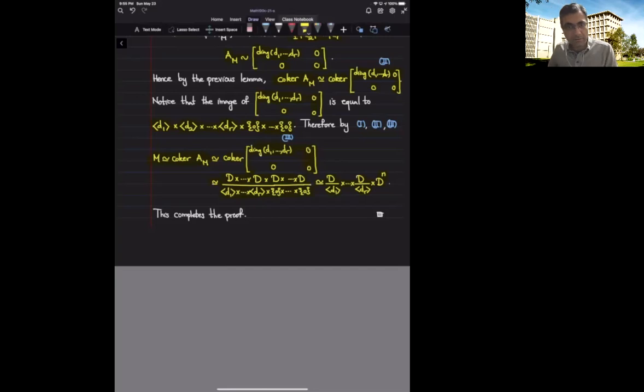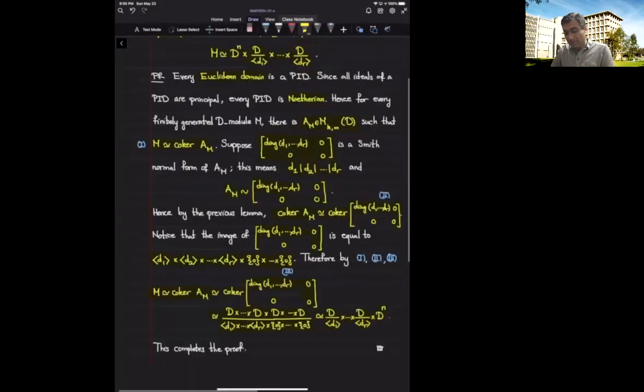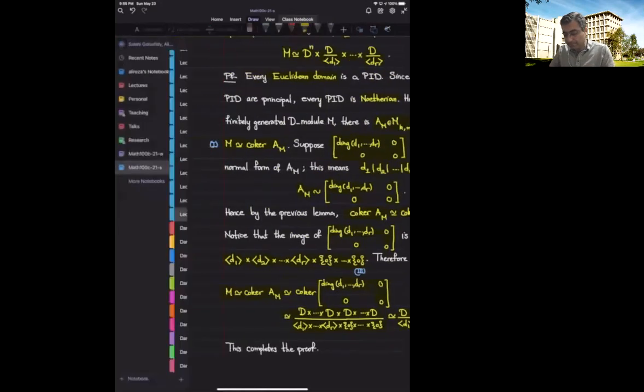So that completes the proof. Now let's look at special cases of D. For instance, what happens when D is Z? Of course, Z is a Euclidean domain. Another example that we have for Euclidean domains is the ring of polynomials with coefficients inside a field, F[x]. Let's see what kind of consequences we get in those cases.